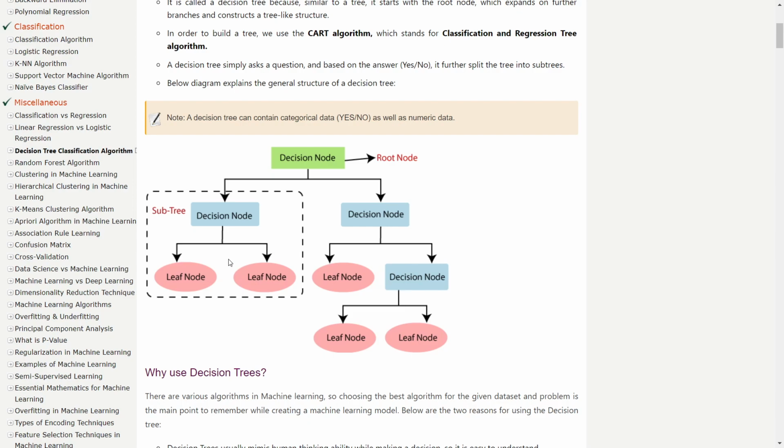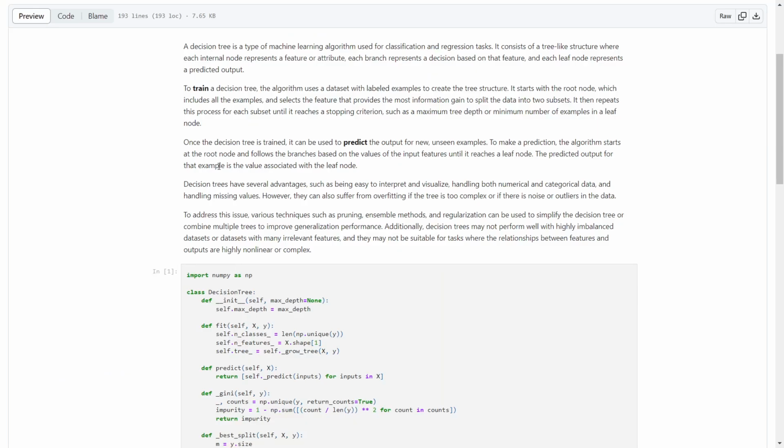To train a decision tree, the algorithm uses a supervised dataset. It starts with the root node, which includes all examples. Then it selects the feature that provides the most information gain to split the data into two subsets. It then repeats this process for each subset until it reaches a stopping criterion, such as the maximum depth or the minimum number of examples in a leaf node. Once we have trained the decision tree, it can be used to predict output for new unseen examples.